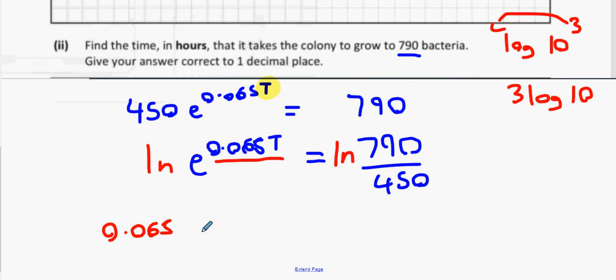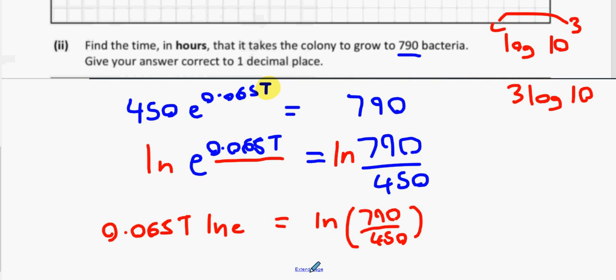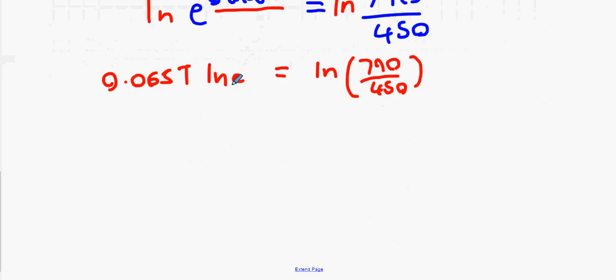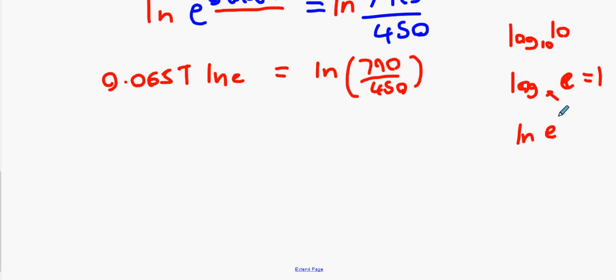Now, what is ln e? What's log base 10 of 10? 1. Log base e of e is also 1. And log base e is ln. That's why ln e is 1. Any number to the same base is 1. Okay? So now we know that that's 1, so it doesn't matter.